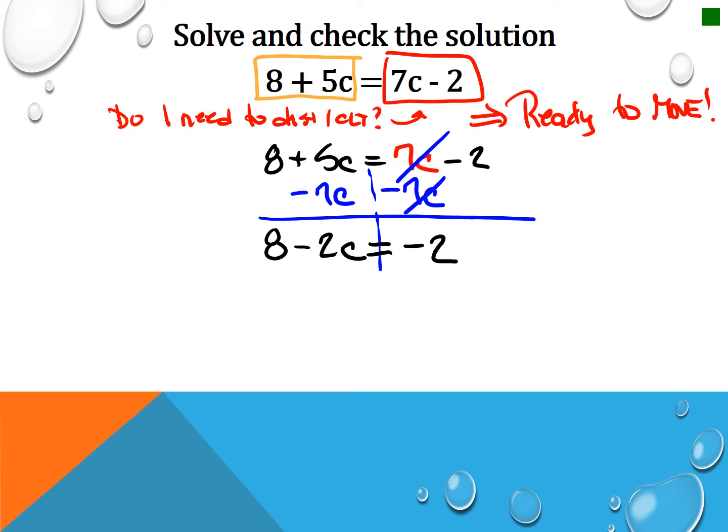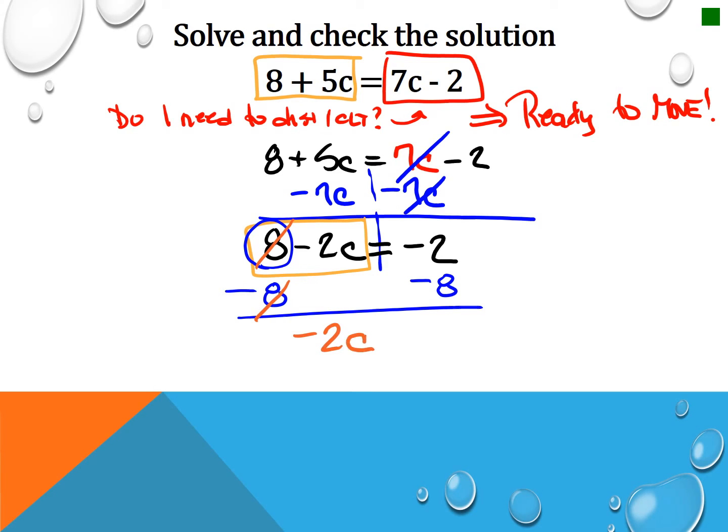So now I'm looking over here where I got C's. I only have one little guy with a C. I've got a minus sign, so I have to get rid of the opposite of 8. So I'm going to subtract 8 on both sides. That cancels, leaves me with -2C equals -10.